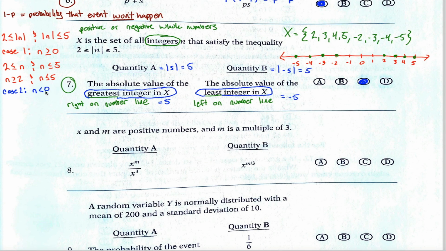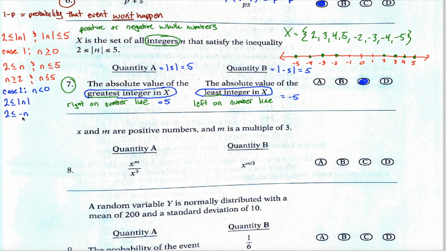If n is less than 0 and you want to get rid of the absolute value sign, you have to multiply by -1. What am I talking about? If I start out with 2 is less than or equal to the absolute value of n, and I want to get rid of this absolute value symbol, I could rewrite this statement as 2 is less than or equal to -n. And you're like, wait a minute, you're telling me that the absolute value of n is -n? That doesn't make any sense. When I take the absolute value of something, I get a positive number.